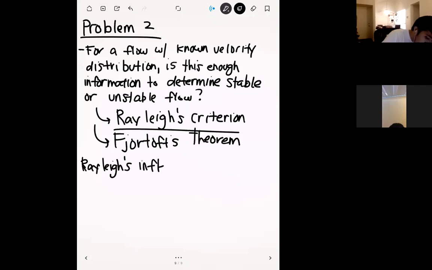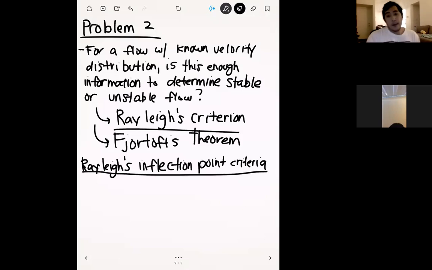And the long name for Rayleigh's criterion is Rayleigh's inflection point criterion. And so what Rayleigh's inflection point criterion says is that if there is an inflection point in the flow, then there's a possibility for it to be unstable.